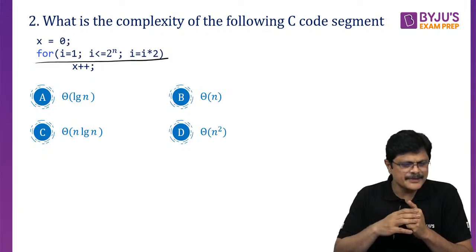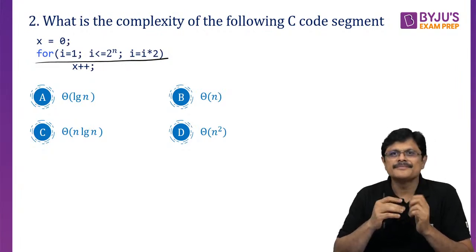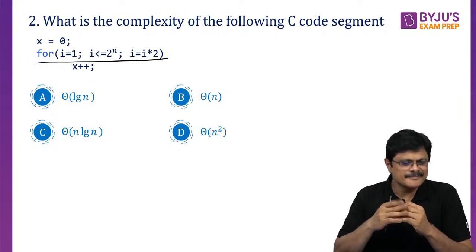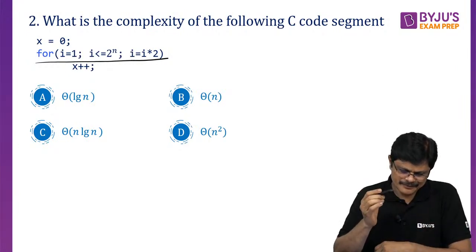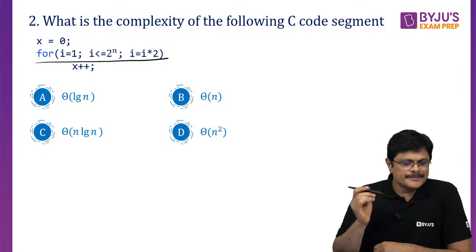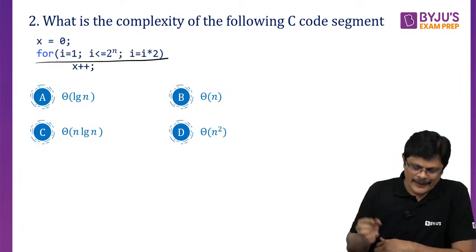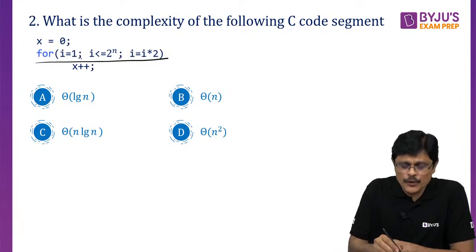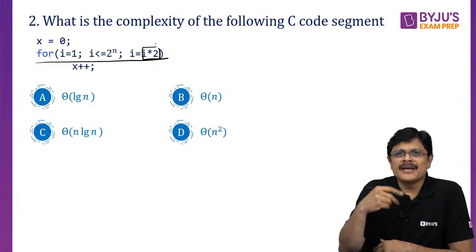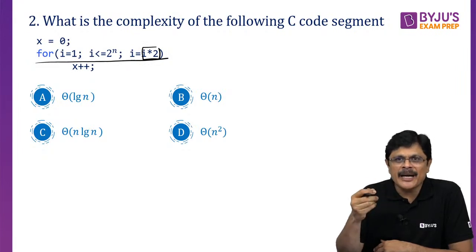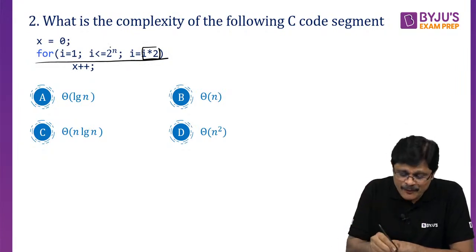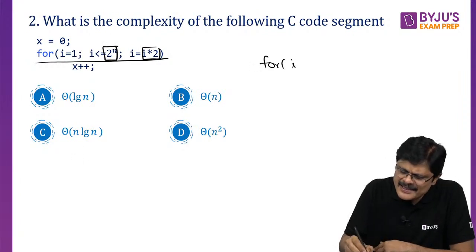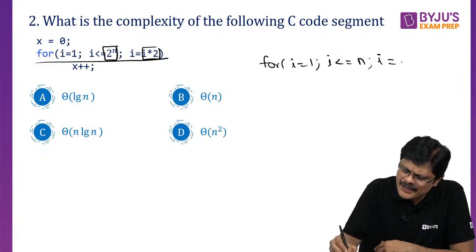What is the answer for this? Right. Now look here. Same story. I is every time multiplied by 2. The current value is multiplied by 2 and we know the same rule we can apply. But here we are going up to 2 power n. So if it is i equals 1, i less than or equal to n, i equals i into 2, same rule, then we know the answer is log n.